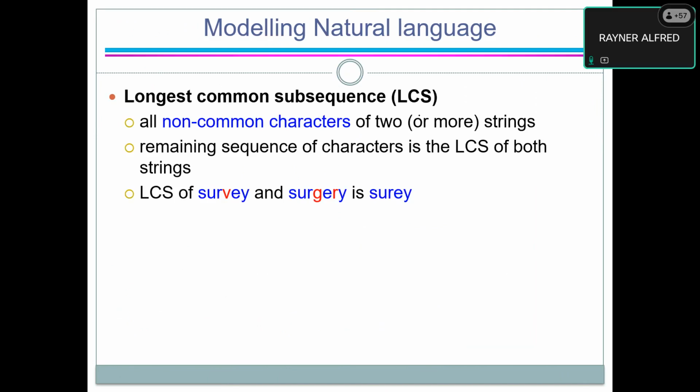We also have the longest common subsequence. For example, with "survey" and "surgery", this is the benchmark for computing the similarity between survey and surgery.